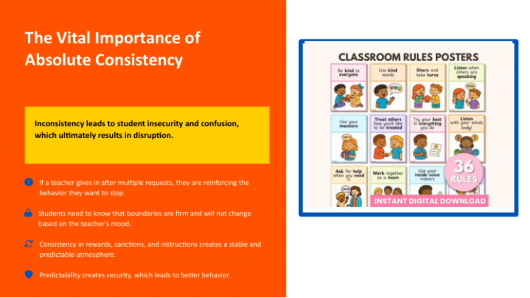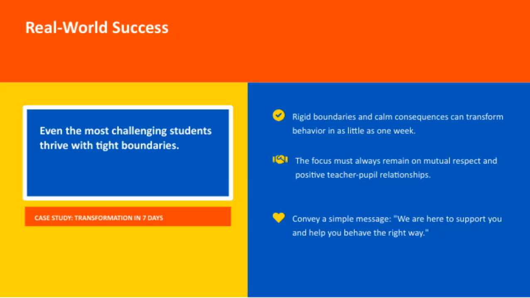That's why absolute consistency is so vital. It builds trust and clarity, making the classroom a safer space for everyone. Remember, maintaining this consistency is a key part of creating a positive, effective learning environment. We are here to support you and help you behave the right way. The key message is that our goal is to create a positive environment where everyone feels respected. Remember, maintaining mutual respect and building strong teacher-pupil relationships are at the heart of effective discipline.